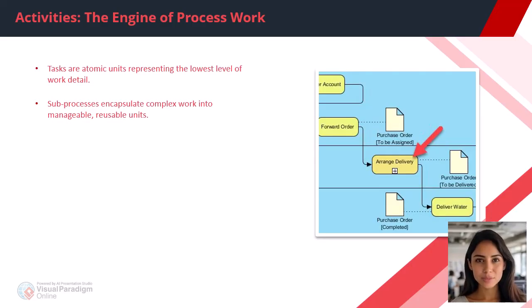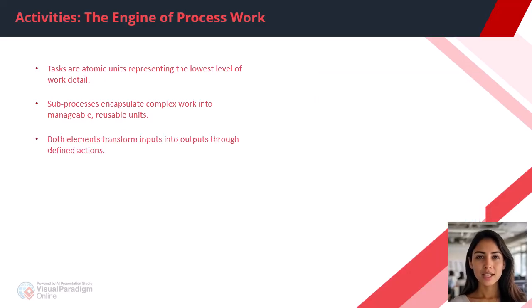When a task becomes too intricate, we group it into a sub-process. This allows us to hide complexity while maintaining a high-level view of the overall workflow. Whether simple or complex, these activities drive the transformation of data or materials. They ensure that every step in the chain contributes directly to the final business outcome.